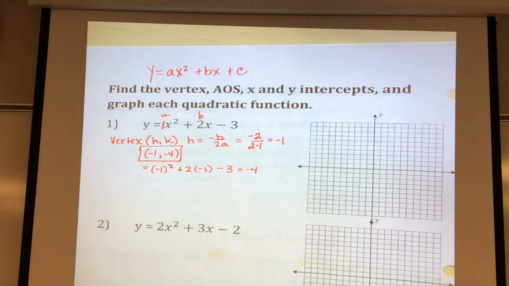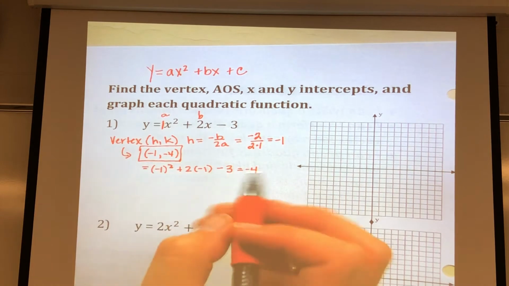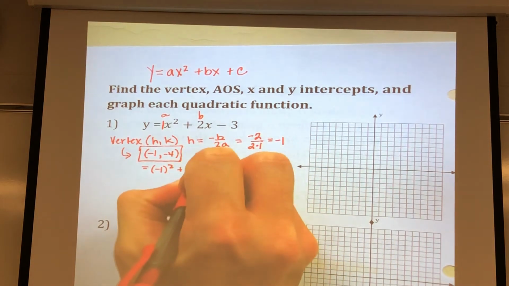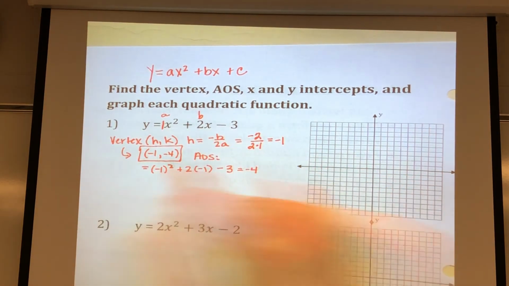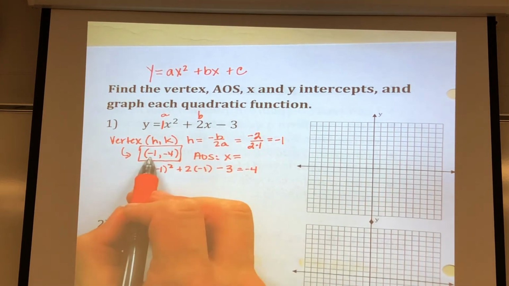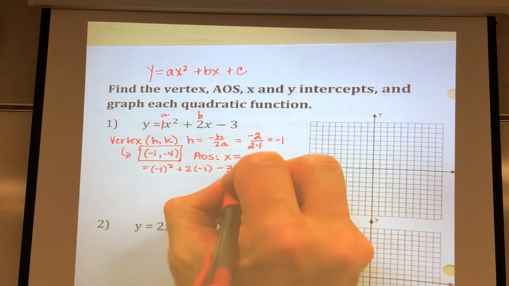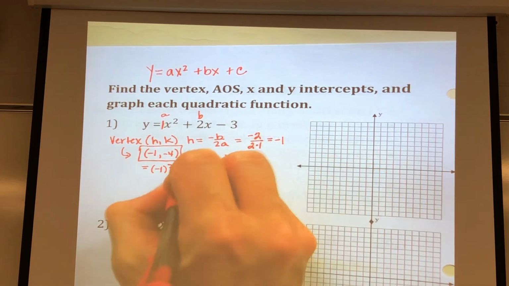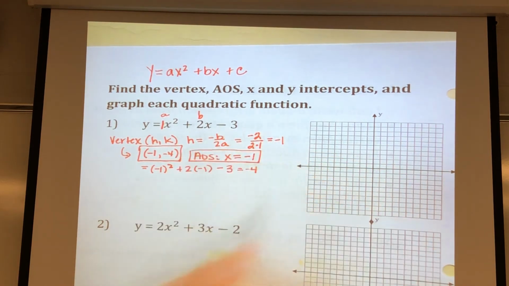Next, moving on to the axis of symmetry. Axis of symmetry is easy to find once you know the vertex. It's always x equals, and then whatever the x coordinate of the vertex is. So x equals negative 1 in this case. All right, so we have the vertex, we have the axis of symmetry. Now we need to find the x and y intercepts.